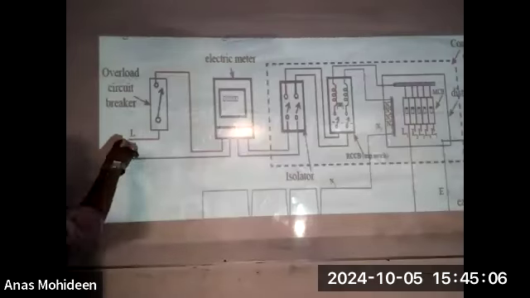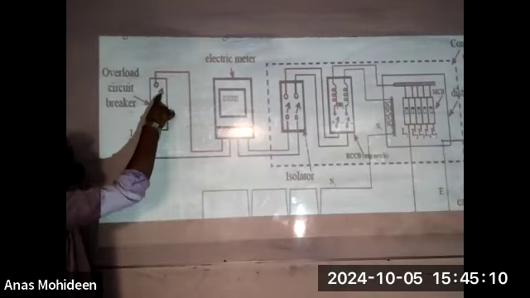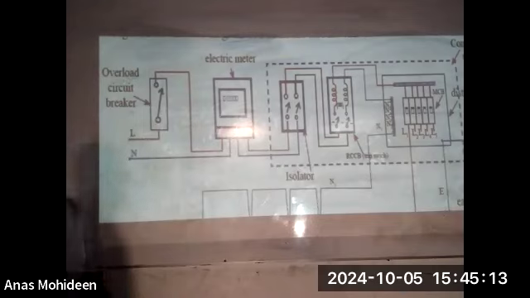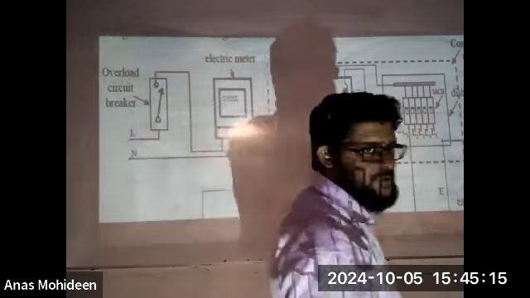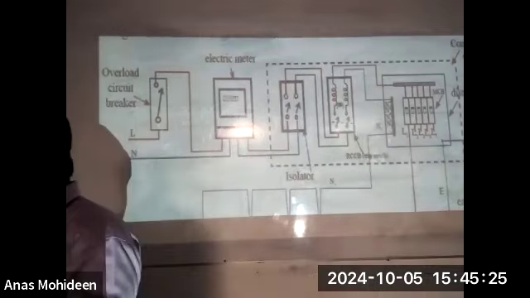Now you see, only one wire is connected, which is the live wire. So this has only one connection. This is called a monopole switch. What pole switch? Monopole, a one-wire-connected switch. So the overload circuit breaker is a monopole switch.